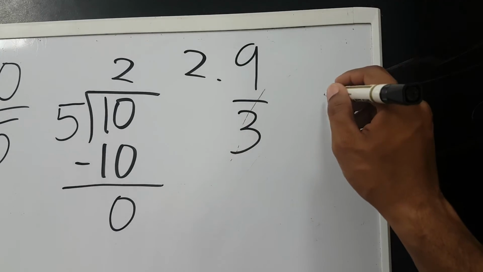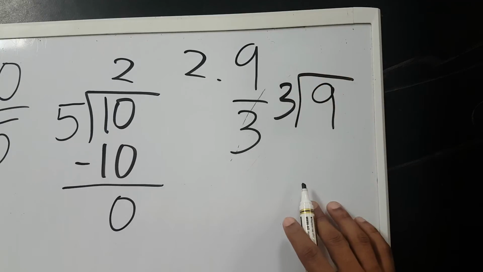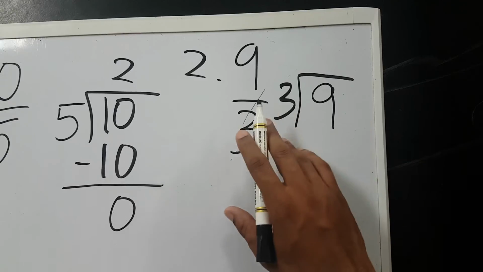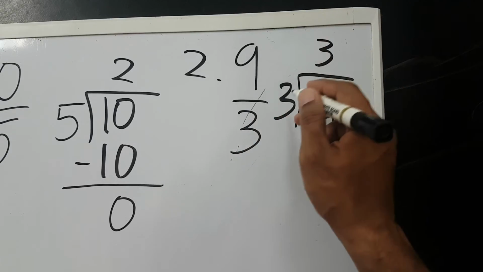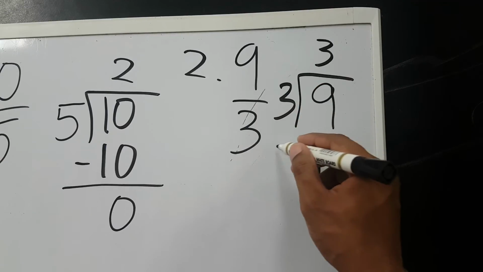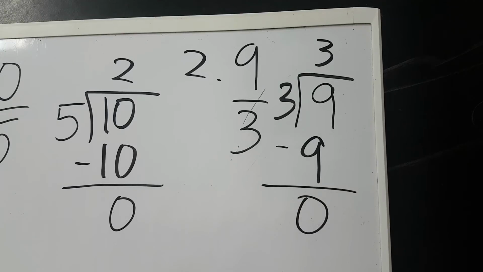Once again, 9 is on the inside. 3 is on the outside. How many times can 3 go into 9? The answer is 3. 3 multiplied by 3 is going to give you 9. And then remember, you subtract. 9 minus 9 is 0.